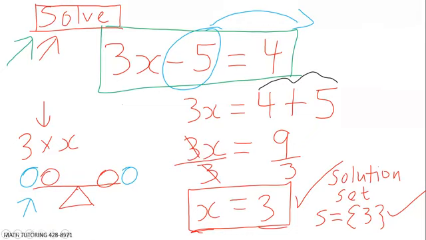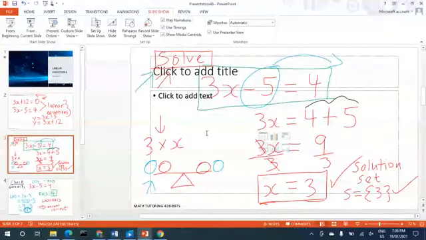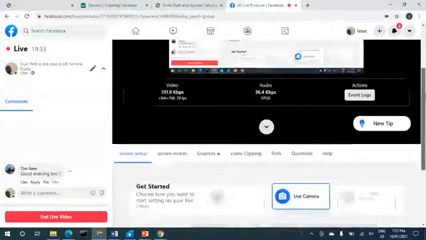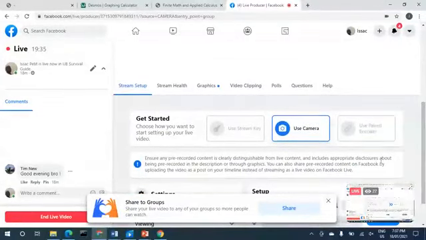Okay, so let me go to the Facebook feed, because when I'm here screen sharing, I cannot see what's happening on Facebook. Maybe a comment came or something like that.